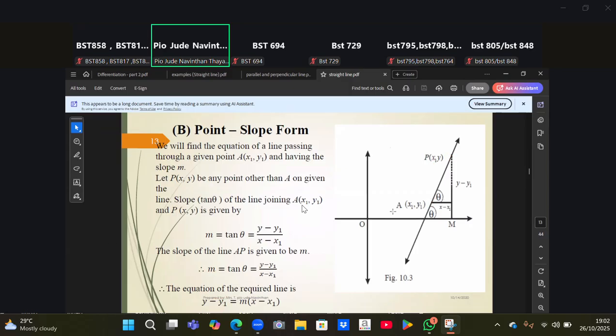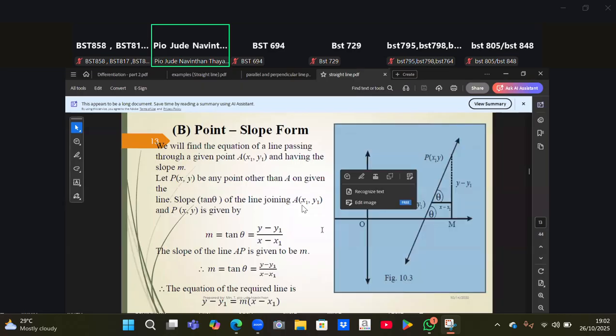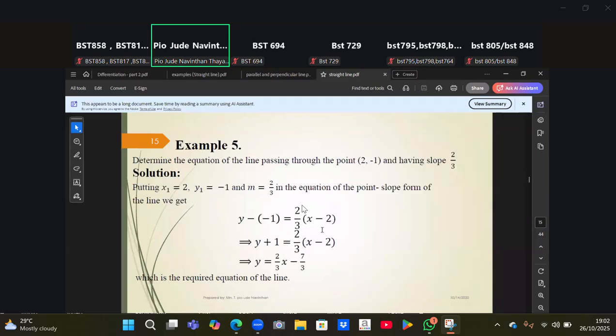Okay, so you can see the example. Example, yes. Determine the equation of the line that passes through the point 2 comma minus 1 and has slope 2 by 3. Okay, so 2 comma minus 1, your x1 comma y1 is given. So x1 is 2, y1 is minus 1, right? And the slope is 2 by 3, no? Then how do you write it?